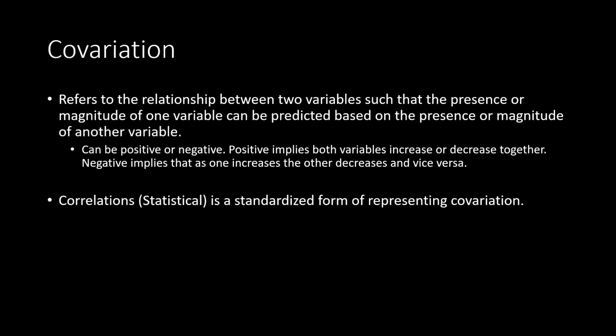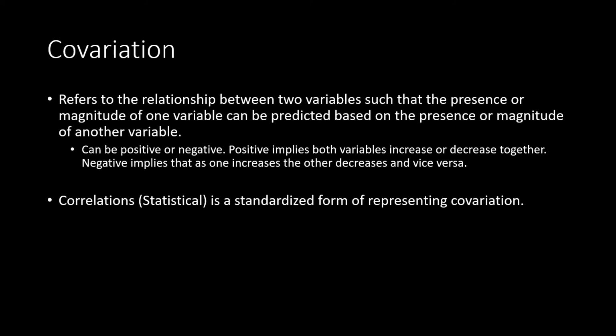So covariation refers to the relationship between two variables such that the presence or magnitude of one of those variables can be used to predict either the presence or magnitude of another variable. Now covariation can be either positive or negative. I suppose it could be zero or null, but that rarely happens, just because numerically when you're measuring it, you'll always get some outcome.